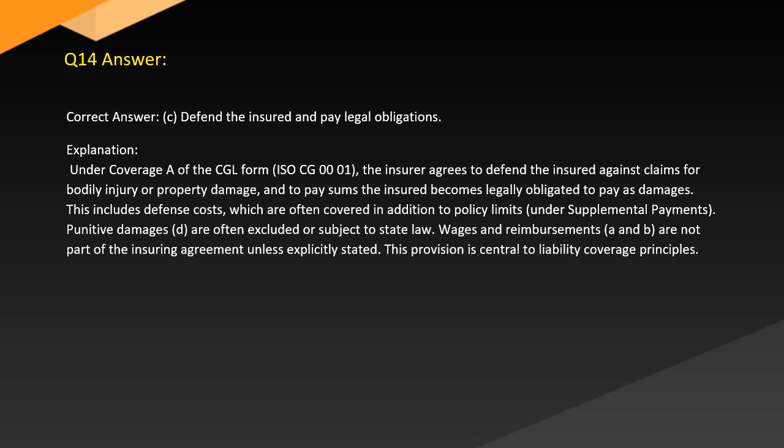Answer. Correct answer: C. Defend the insured and pay legal obligations. Explanation. Under coverage of the CGL Form A CG A1, the insurer agrees to defend the insured against claims for bodily injury or property damage, and to pay sums the insured becomes legally obligated to pay as damages. This includes defense costs, which are often covered in addition to policy limits under supplemental payments.